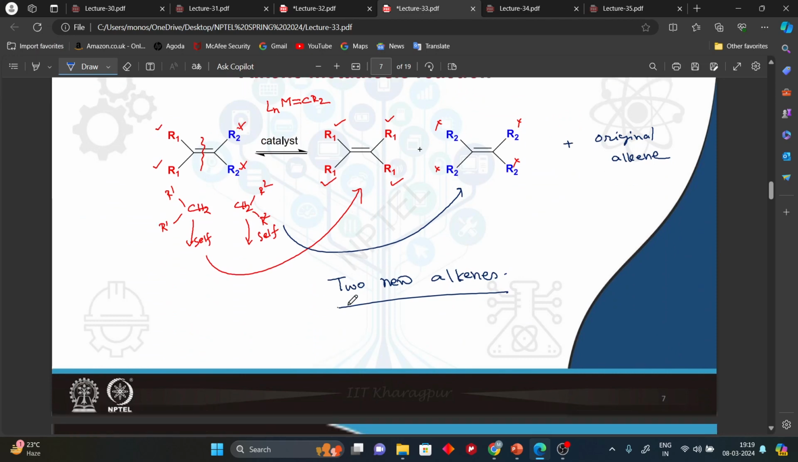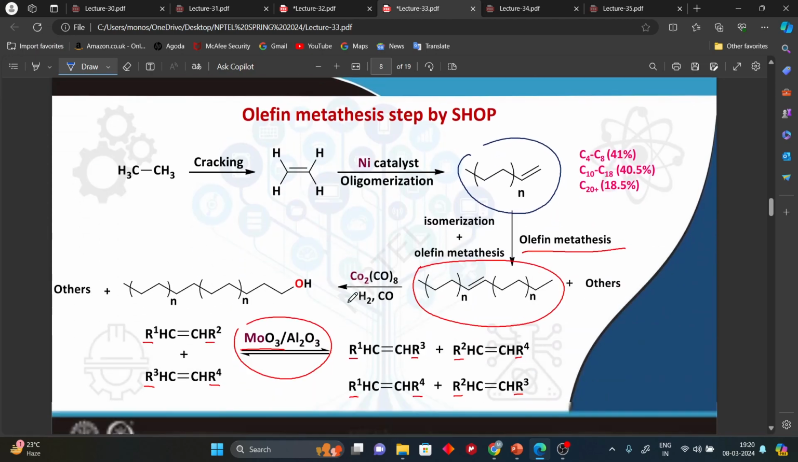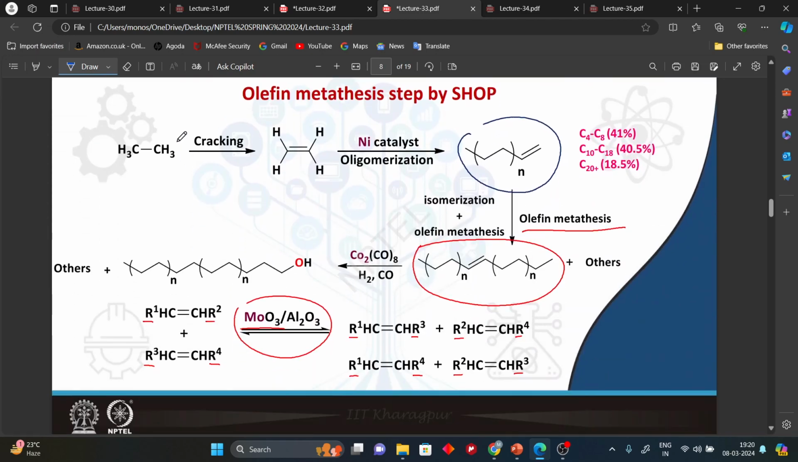So this thing we have already seen, how metals work. For polymers, we first need cracking in the presence of a zirconium-based reagent, then oligomerization, and metathesis. With a molybdenum-based reagent, we can do that metathesis reaction.